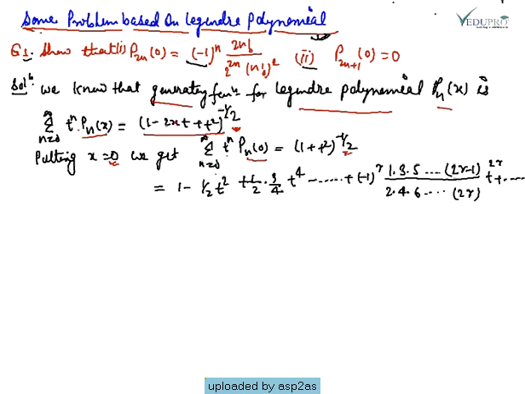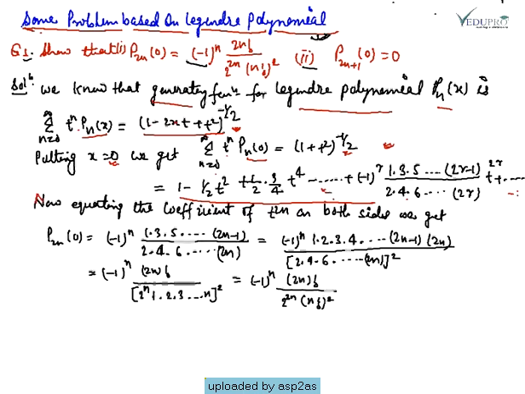Now, its expansion using binomial expansion, we have 1 - (1/2) t^2 + (1/2)(3/4) t^4 + ... + (-1)^r (1·3·5···(2r-1))/(2·4·6···2r) t^(2r) + ... This is the expansion of (1 + x)^(-1/2). So in this way we can expand it.